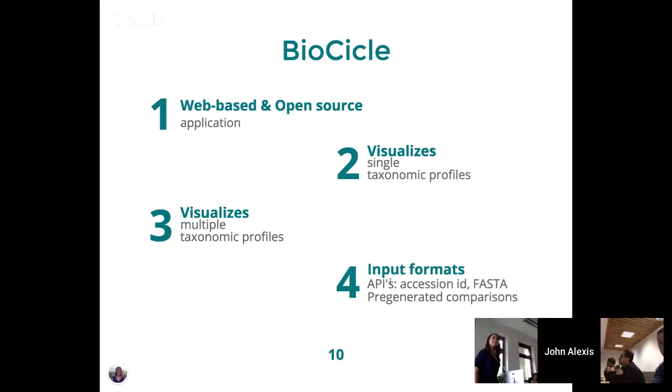So we present BioCycle, as I told you, a web-based and open source application that visualizes single and multiple taxonomic profiles out of a sequence alignment, and that supports the usual input formats, such as connecting with the NCBI and UniProt APIs. It's possible to compare sequences using the accession ID or FASTA formats, which are the usual formats for sequences, or it is possible to upload pre-generated comparisons.